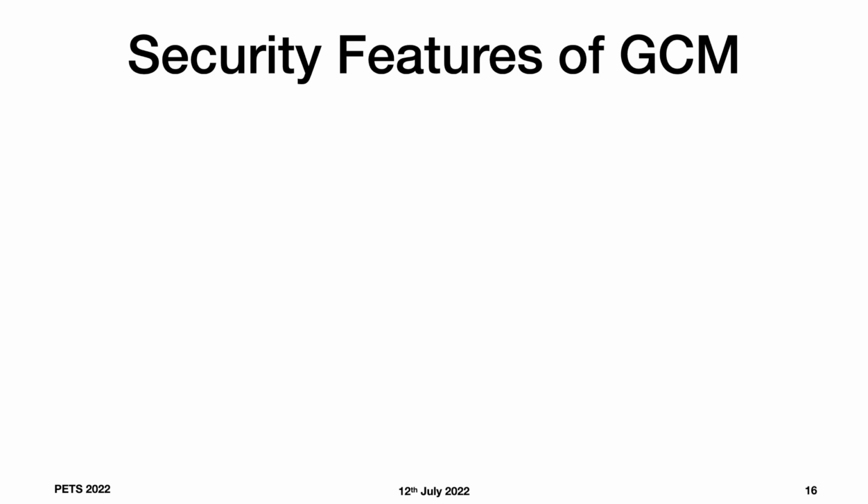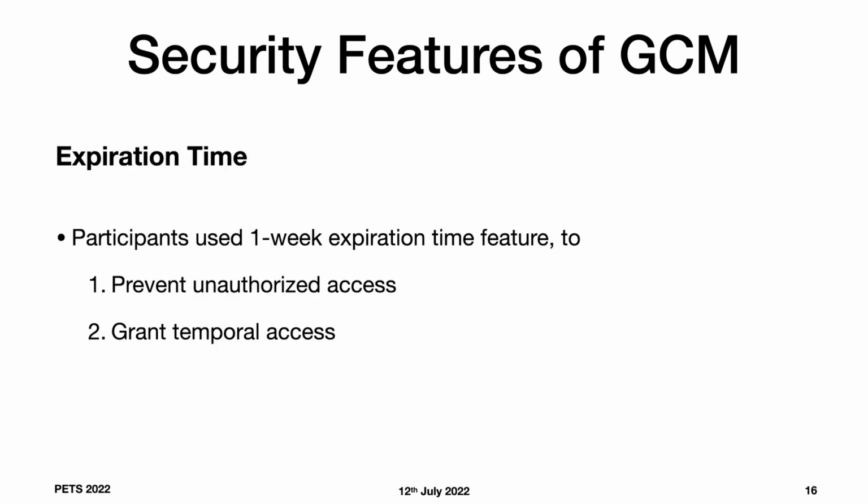We wanted to know how and why they used these features and what confidence they had in how to use these features on a scale from 1 to 5, where 5 indicates high confidence. First, we looked at the expiration time feature. A majority of our participants used the default expiration time of 1 week and used this feature to send attachments such as sensitive documents. The reasons for using this feature were to prevent unauthorized access, for instance, if the user's email account is accidentally left logged in at multiple devices or locations, and to give temporal access to the content.